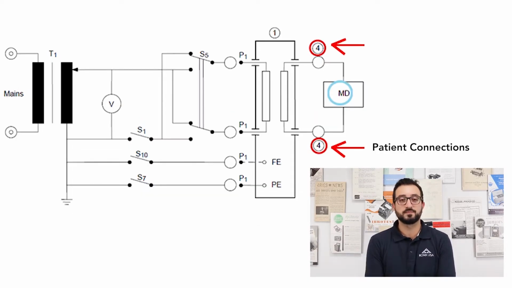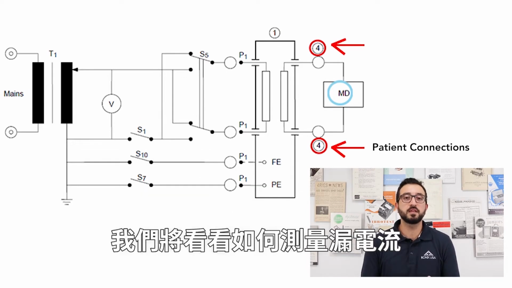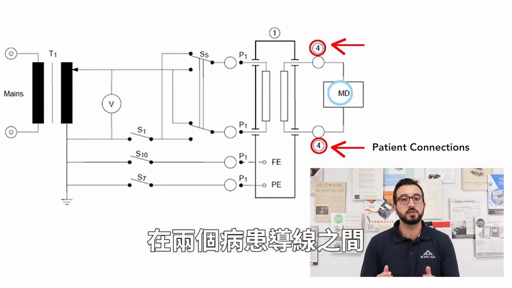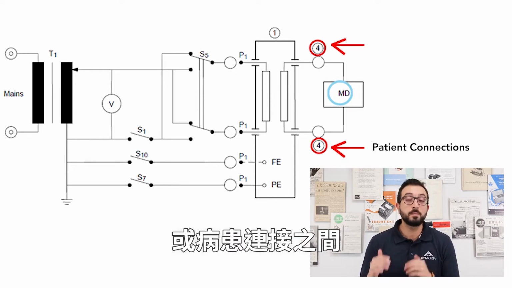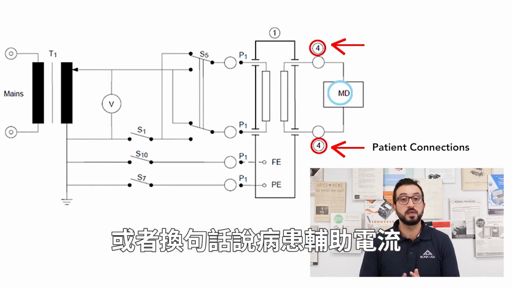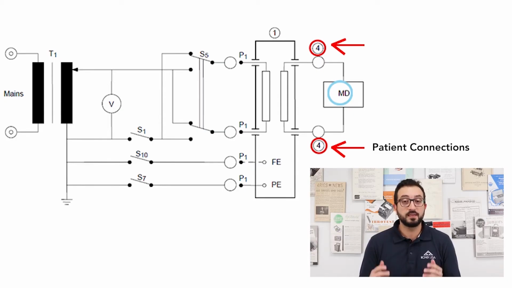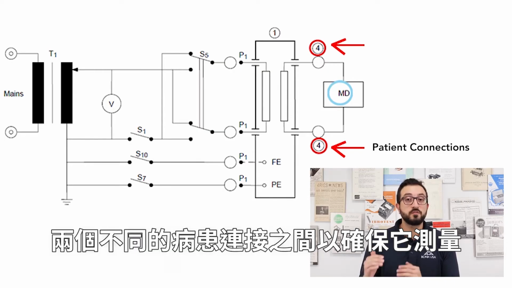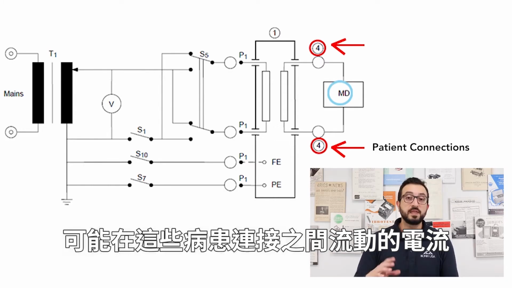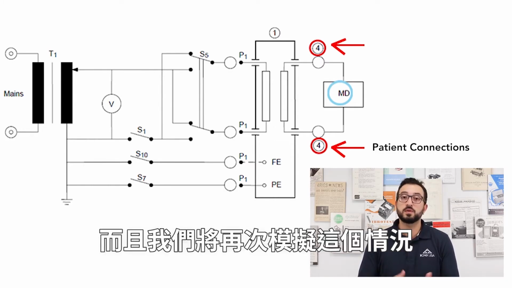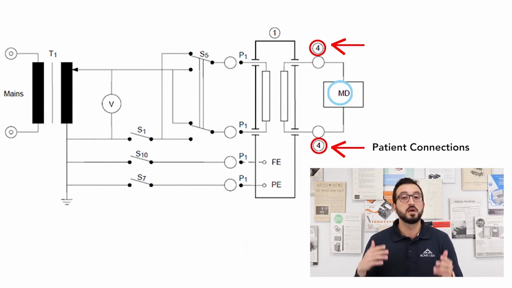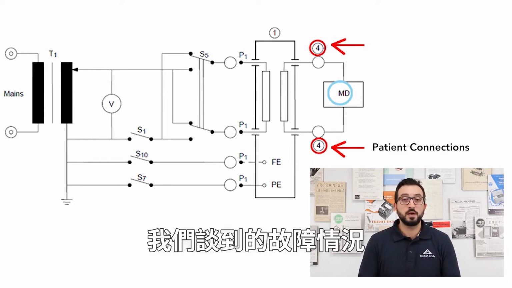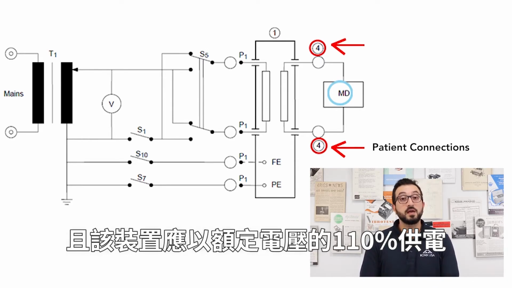This ensures that any current that flows from this patient connection goes through the measuring device circuit back to the reference. In the second example, we will take a look at how leakage current can be measured between two patient leads or patient connections, in other words, patient auxiliary current. In this case, the measuring device circuit is placed between two different patient connections to ensure that it measures the current that can flow between them. Once again, we will simulate this under the fault conditions that we talked about, and the device shall be powered on at 110% of the rated voltage.